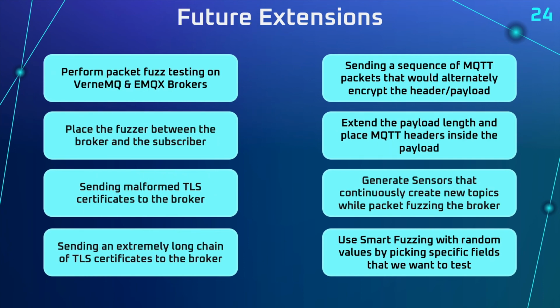I would like to conclude this research by presenting 8 possible scenarios that we can take into consideration if you are willing to extend this experimentation further in the future. These extensions include, but are not limited to, performing packet fuzz testing on VerniMQ and the AMQX brokers, place the fuzzer between the broker and the subscriber, sending malformed TLS certificates to the broker, sending an extremely long chain of TLS certificates to the broker, sending a sequence of MQTT packets that would alternately encrypt the header, then the payload, extend the payload length and place MQTT headers inside the new payload, generate sensors that continuously create new topics while packet fuzzing the broker, and finally use smart fuzzing with random values by picking specific fields that we want to test.